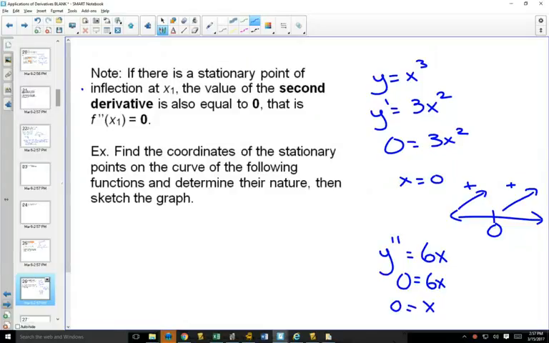And that's what this statement here. If there's a stationary point of inflection, the value of your second derivative will also be equal to 0. And we're going to find that out later, that we're not only going to find stationary points of inflection, we're going to find other points of inflection as well. And inflection points always happen when your second derivative is equal to 0.